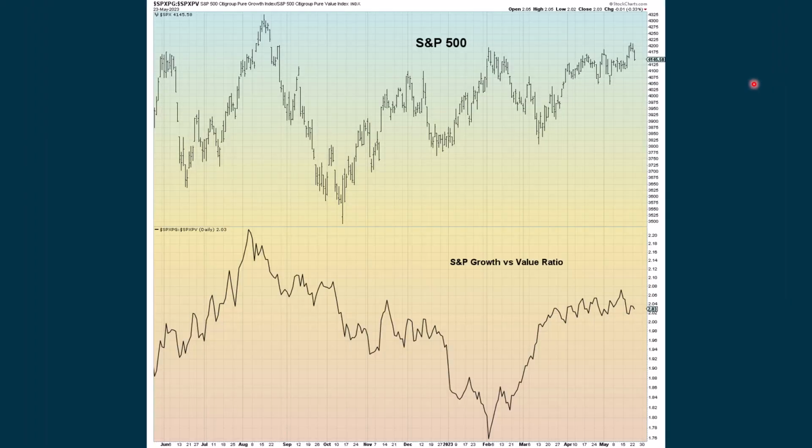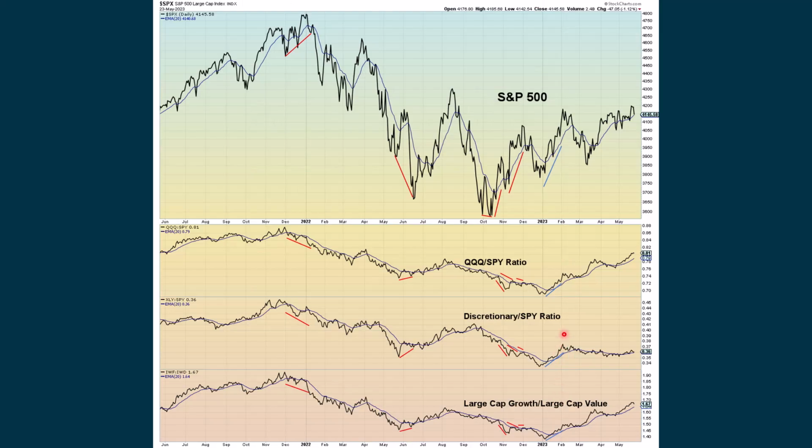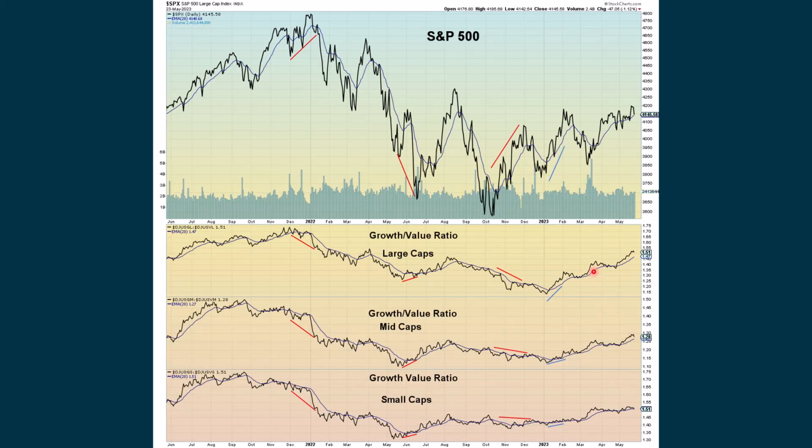An update of our possible positive scenarios: growth versus value still is really outperforming overall. When we look at the 19-day exponential moving average of the advance-decline ratio, we dropped below zero based on price, and we're just barely below zero based on volume. The QQQ to the S&P are still holding up quite well. Discretionary is kind of lagging behind here, and we turned down a little bit with large cap growth versus large cap value. When we look at the large caps, again, it turned down a little bit. The mid caps also turned down. The small caps are lagging behind.